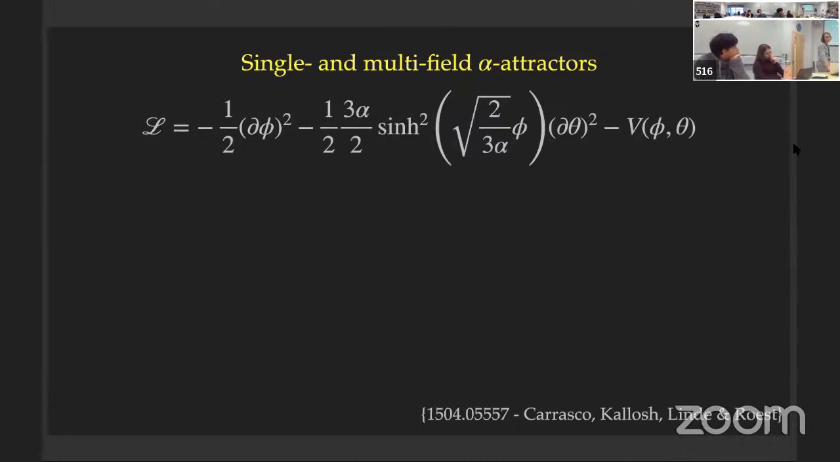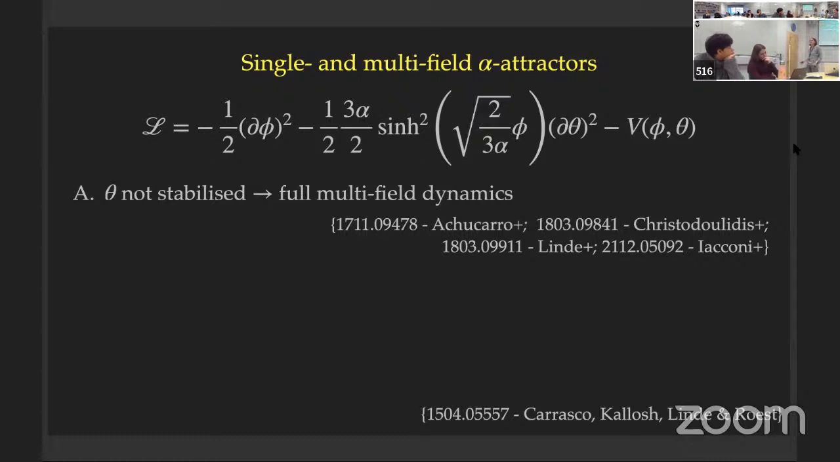Okay, so now you have your multi-field alpha-attractor model, and that's why cosmological alpha-attractors are born multi-field. Now, two things can happen. Either theta is not stabilized. So it means that theta is dynamical, which means that during observable inflation, theta is doing something. Theta is not just sitting at a point. It's moving around. So better to say, the field space trajectory has some theta direction. Okay, in this case, you need to take into account the full multi-field dynamics, and this has been done starting from this initial work.